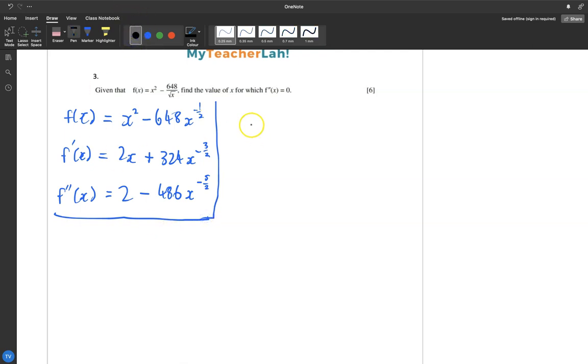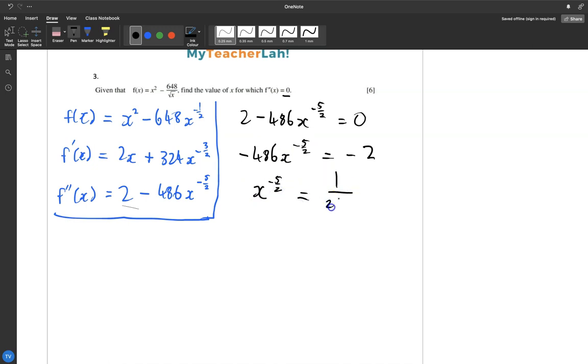Okay. All right. So the next step is basically the solving part. So you need to equate this with 0 as mentioned in the question. So 2 minus 486 x^(-5/2) equals 0. All right. So then I just move this to the other side. I'm going to get negative 486 x^(-5/2) equals negative 2. All right. So I'm just going to simplify and make this a bit quicker. So when I simplify this, I'm going to get x^(-5/2) equals 1 over 243.